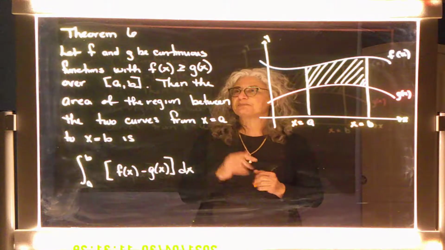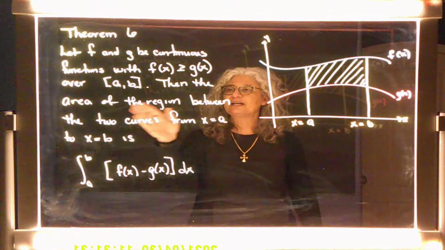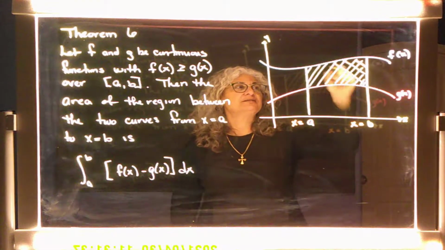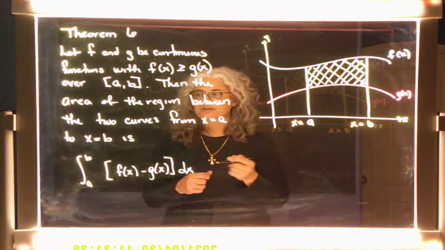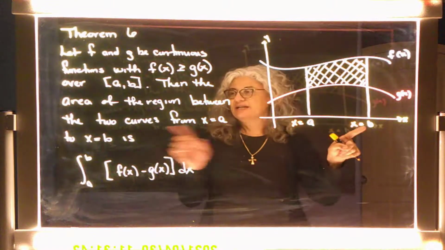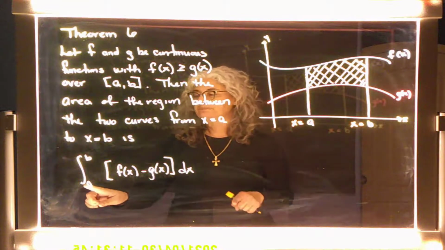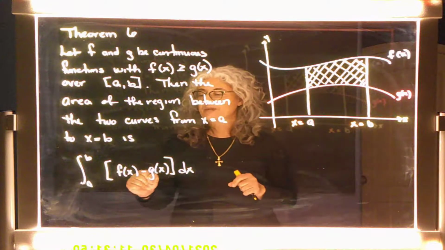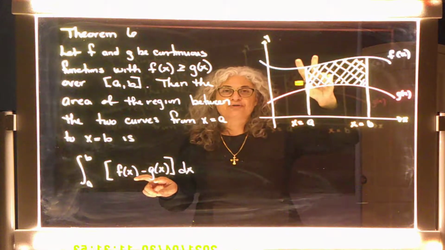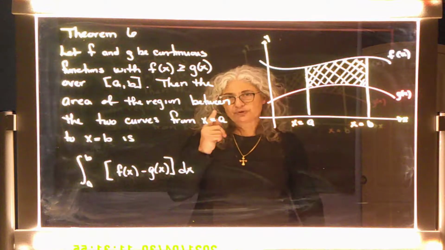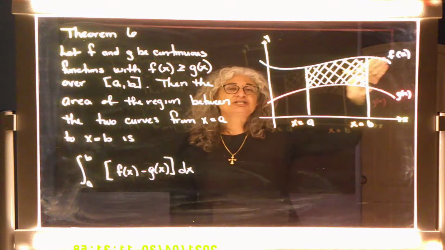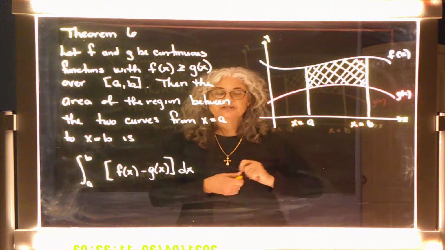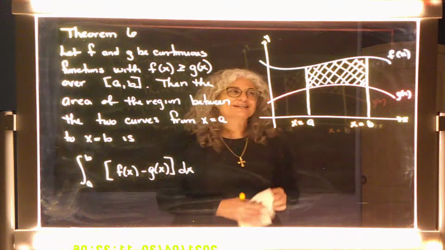Agreed? All right. Then the area of the region between the two curves, so here's the area of the region between the two curves, from x equaling a to x equaling b, is given by the integral from a to b, because those are my x's. And in order to find that region between the two curves, I'm going to subtract. I'm going to take the original function, f of x, and subtract the g of x function. And you're like, I kind of don't get that.